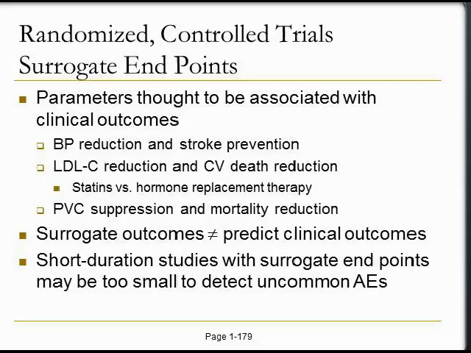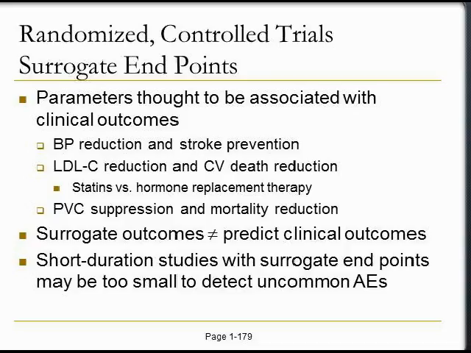Surrogate endpoints introduce their own problems. There are 3 examples here of different surrogate outcomes or surrogate endpoints that have been measured in clinical trials. The first, again fairly widely appreciated, is that if we reduce blood pressure, we reduce stroke. Okay, if we reduce LDL, most people would surmise that we'd reduce cardiovascular death. There's actually two examples, though. We know that's clearly true with statins. If we reduce LDL, we reduce cardiovascular death.